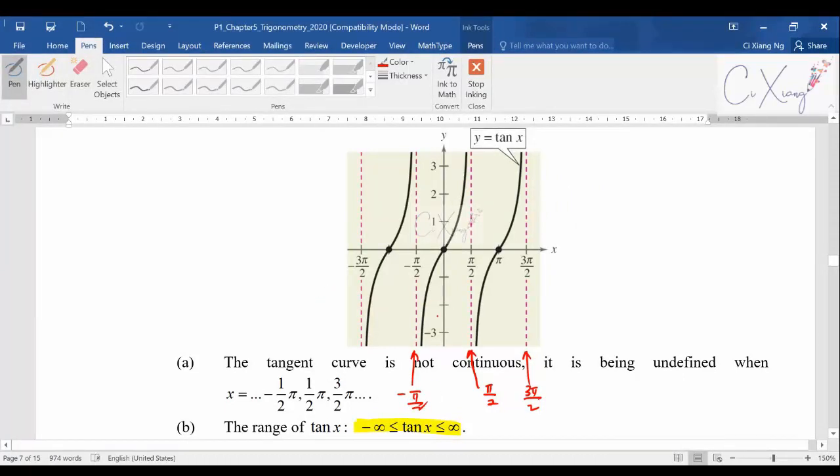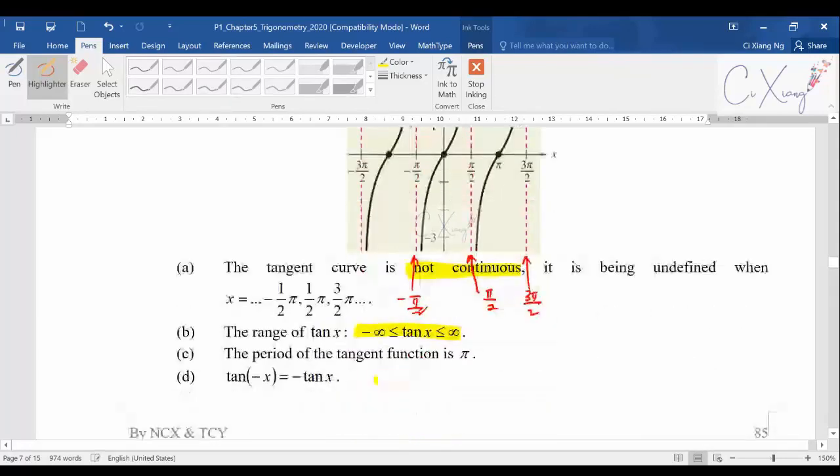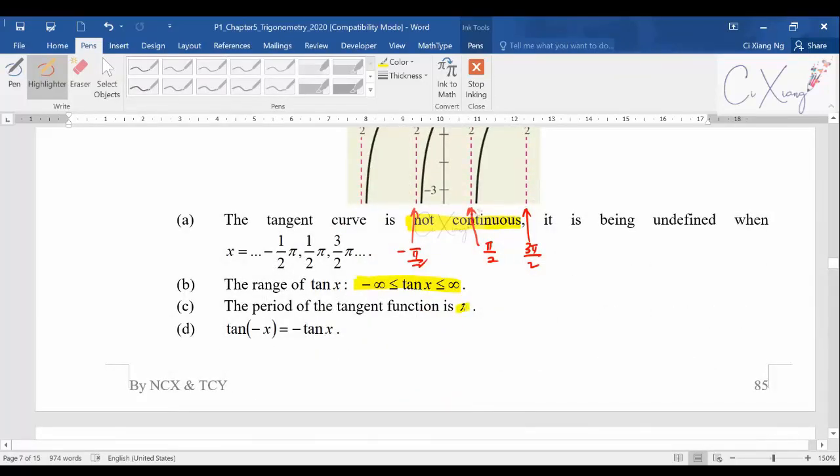So the tangent graph is actually not continuous, because you can see that it is drawn in a few pieces. There is a break between the graph pieces, so we call it not continuous. For the sine and cos graphs, they are continuous. The range is from negative to positive infinity, and the period is pi only. And this is the formula for the negative angle for tangent.